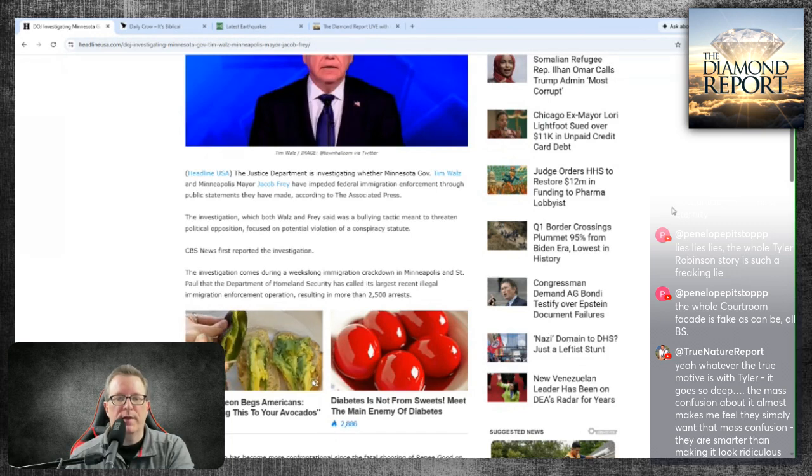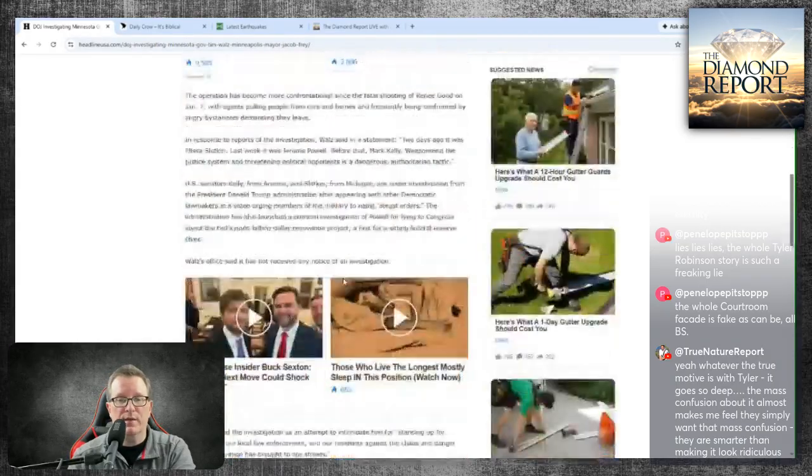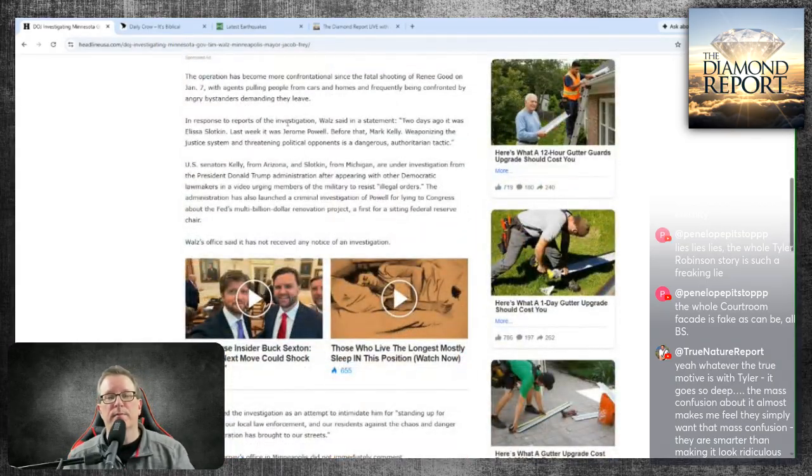CBS News first reported the investigation. The investigation comes during a weeks-long immigration crackdown in Minneapolis and St. Paul that the Department of Homeland Security has called its largest recent illegal immigration enforcement operation, resulting in more than 2,500 arrests. The operation has become more confrontational since the fatal shooting of Renee Good, with agents pulling people from cars and homes and frequently being confronted by angry bystanders demanding they leave.